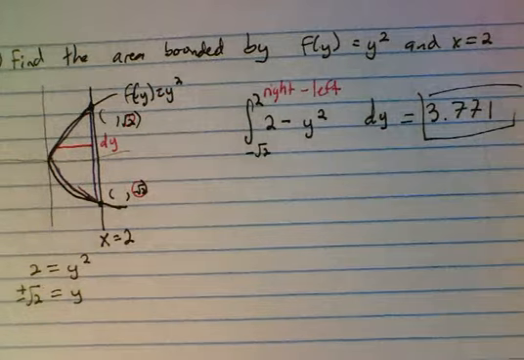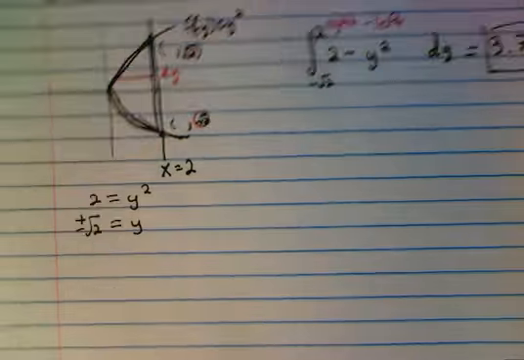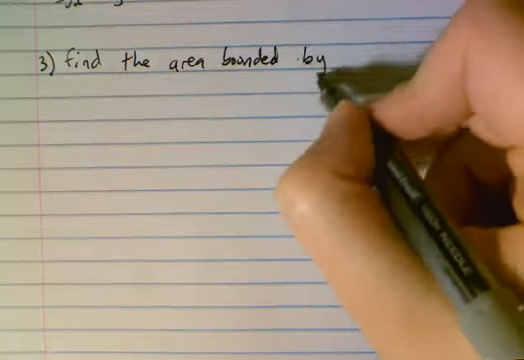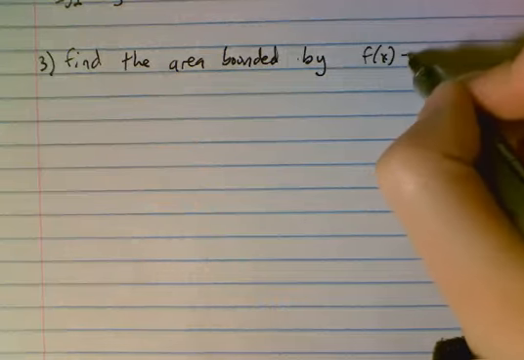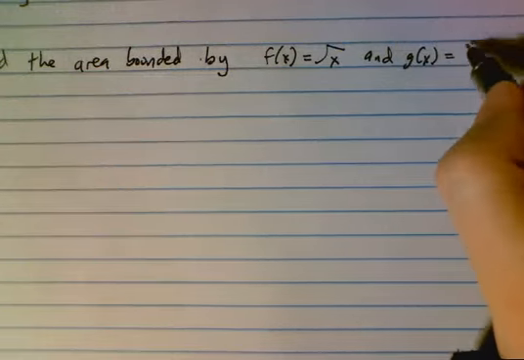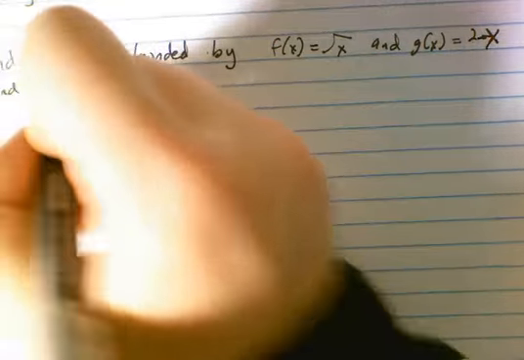There are also examples that you'll see where you're given an equation that has x's in it, but you're going to use horizontal rectangles, so you have to turn them into equations that have y in it. So let's look at an example of that one. That's 2 minus x and the x-axis.